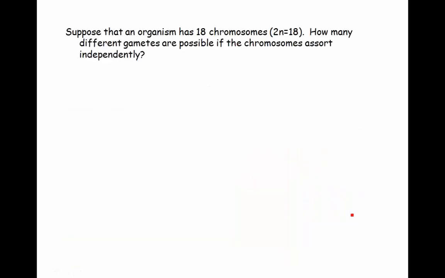If we go on to look at another example, suppose that you have an organism with 18 chromosomes. So in other words, the diploid number is going to be 18. We want to know how many different gametes will be possible if the chromosomes assort independently. This is no different from the previous one, but notice that if we have 2n equal to 18, we can solve for our n. That means our n is 9. Then if we want to figure out the number of possible combinations, we use this equation where we take 2 raised to the n power. So we take 2 raised to the 9th power, and then if you do that on your calculator, we should come up with an overall answer.